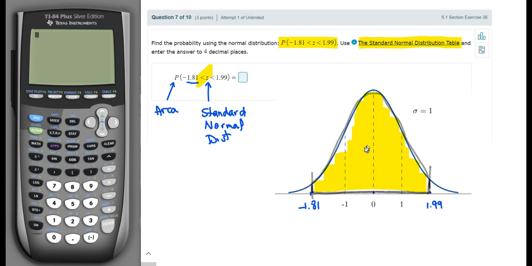Okay, so remember the total area under the graph is 1, so this area is smaller than the total area, which is 1. So the number that you're going to end up with here is always smaller than 1.